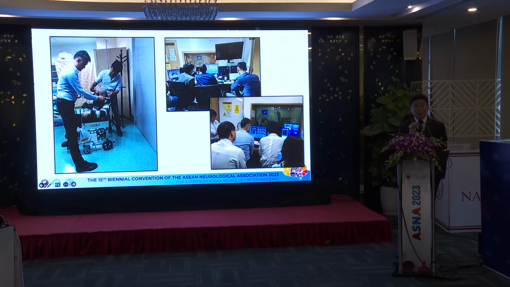So the first picture was with Professor Chang of Taiwan and Professor Taira of Japan. So we did the first XDP case in Taiwan, and this was in Manila.